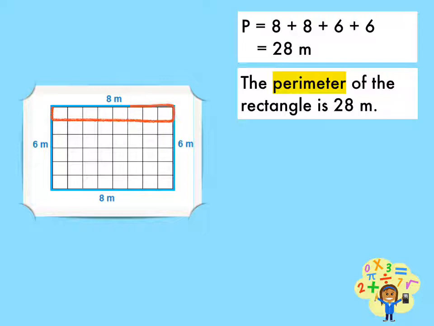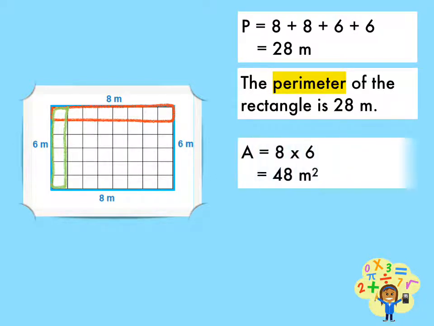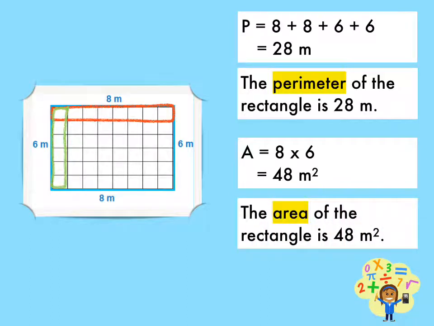We can count all the square units in the given figure by focusing on each row and each column. There are 8 square tiles in each row and 6 square tiles in each column. A faster way of counting the tiles would be multiplying 8 by 6, which will give us 48. Hence, we can say that the area of the rectangle is 48 square meters.